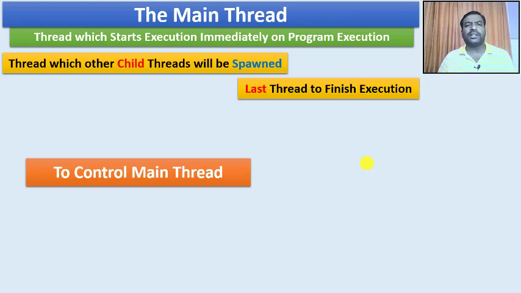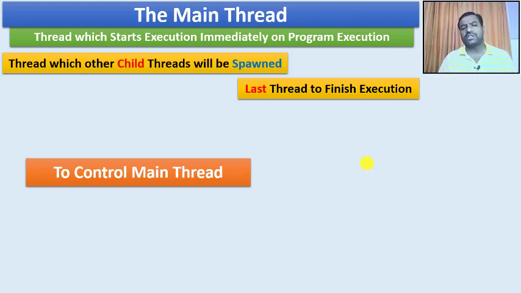So now when the main thread is not created by us, can I control this main thread? Can I say what this main thread should do, or when this main thread should terminate, or should the main thread stay long enough? What should this main thread do?